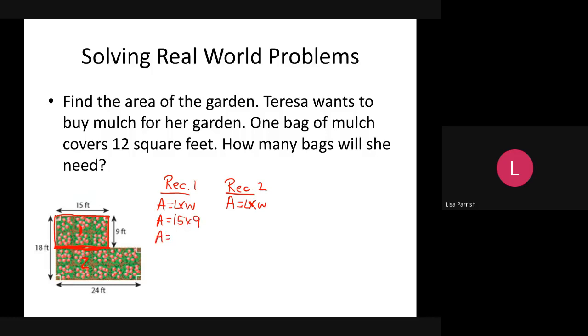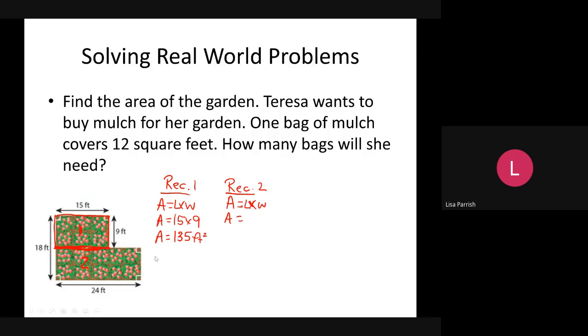Okay. And if I multiply 15 times 9 on my trusty calculator, I get 135. We're dealing with feet, so feet squared. So the area of rectangle 1, 15 times 9 is 135. So now I want to do rectangle 2.